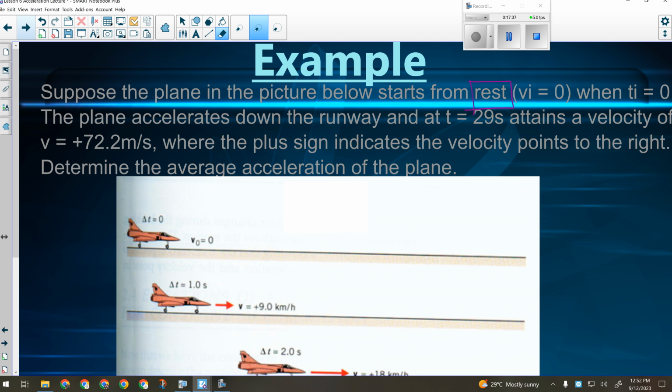If it comes to rest, then its final velocity is 0. Rest always means 0, but starts from rest, initially 0, comes to rest, finally 0. So this one starts from rest, so we know one of our givens is VI. And the plane accelerates down the runway, and at time 29 seconds, so they tell me this thing's going to accelerate for 29 seconds, it attains a velocity of positive 72.2 meters per second.